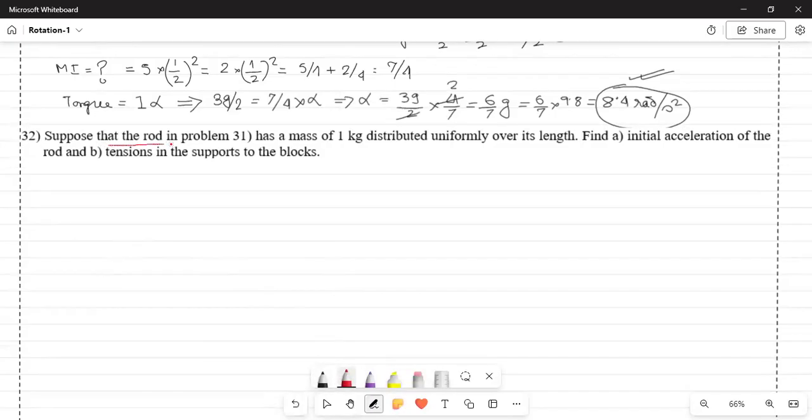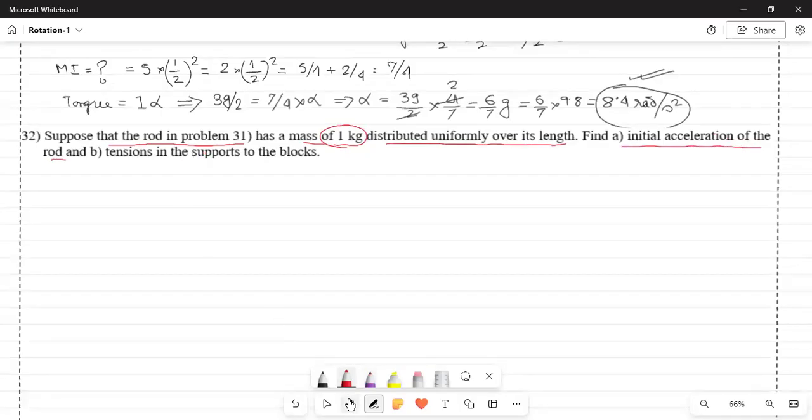Suppose that the rod in problem 31 has a mass of 1 kg. Now the rod has a mass of 1 kg, so you have to consider the mass of the rod also while calculating the moment of inertia. And the mass is distributed uniformly over its length. Find the initial acceleration of the rod and something else. Okay, let's find the initial acceleration.